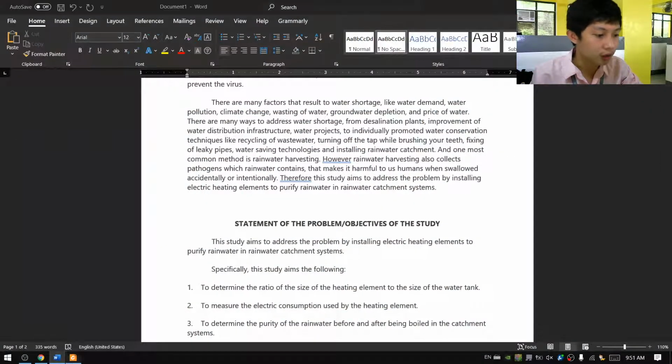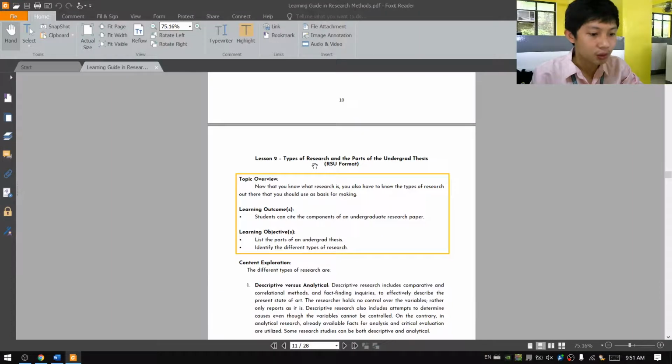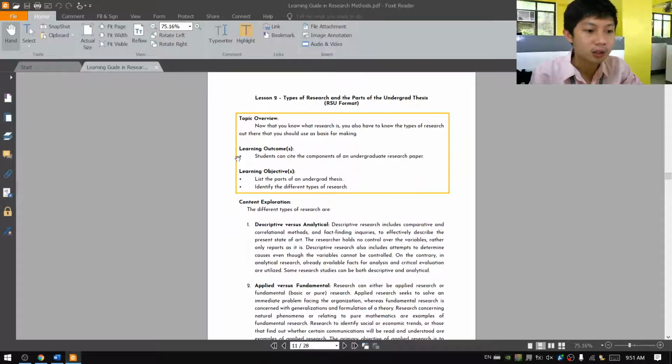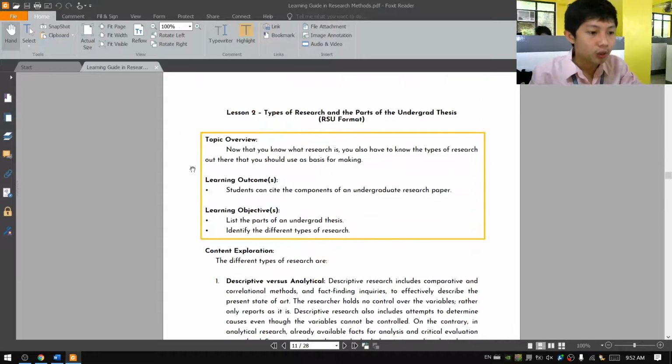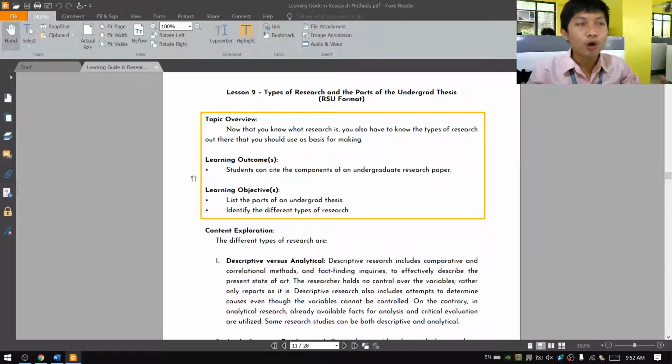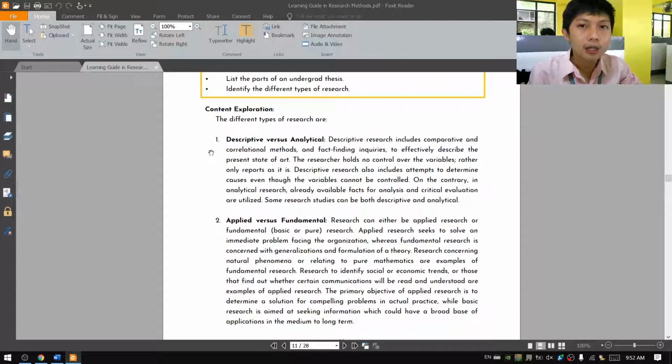So going back to your topic, this is going to be writing: types of research. Lesson number 2 is types of research and the parts of the undergrad thesis. It's going to be more on the format itself for the RSU. There are many kinds of research. What I talked about last night was more on engineering research, but there are types of research which could be descriptive or analytical.